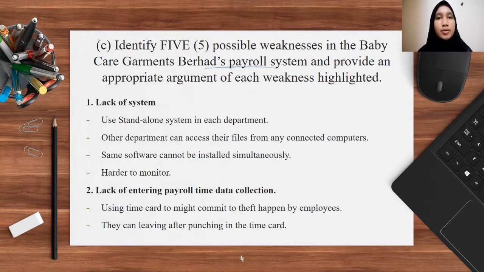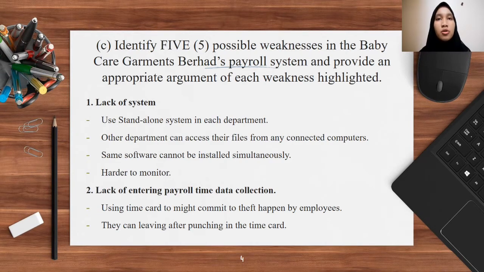Number one is lack of the system. The company is using a standalone system in each department. When they use this system, other departments can access the file from any connected computers. Some software cannot be installed simultaneously and is harder to monitor. So fraudulent activity might happen in the department, or problems might occur when the staff or employee wants to access the file using this system.